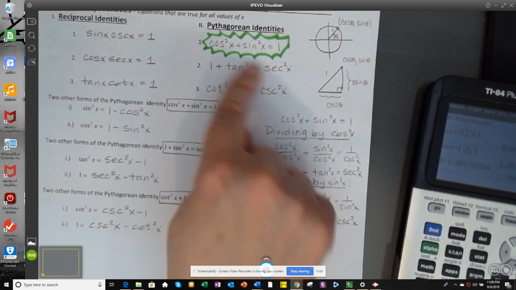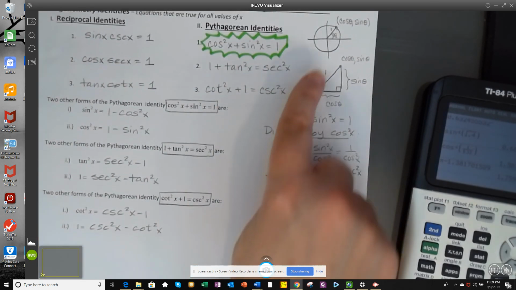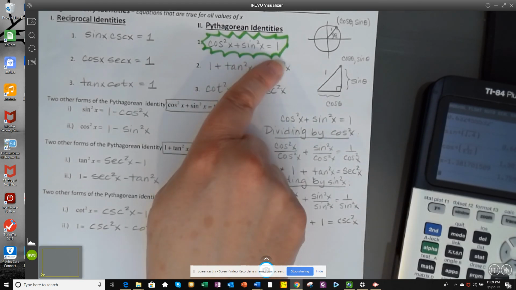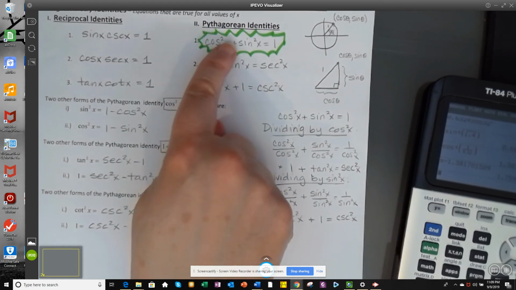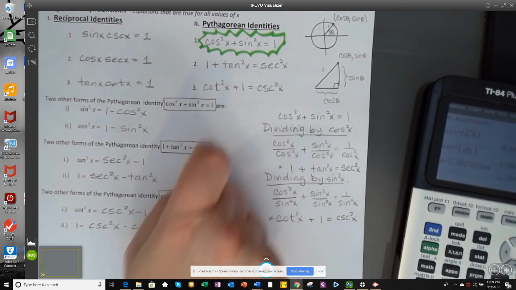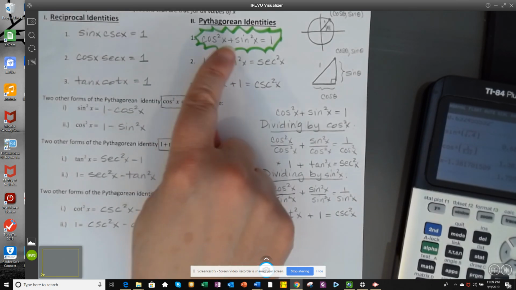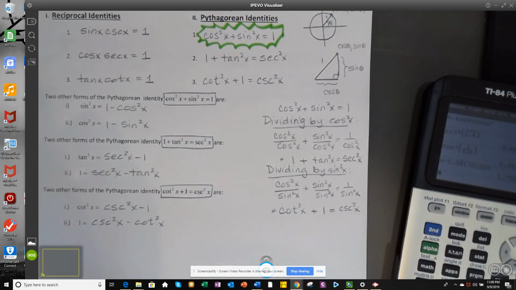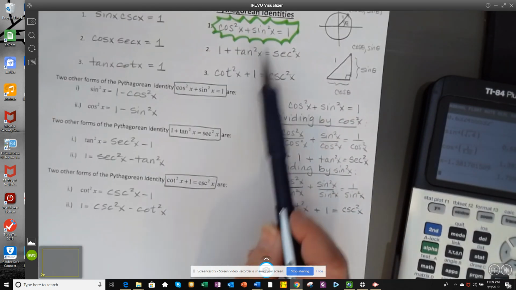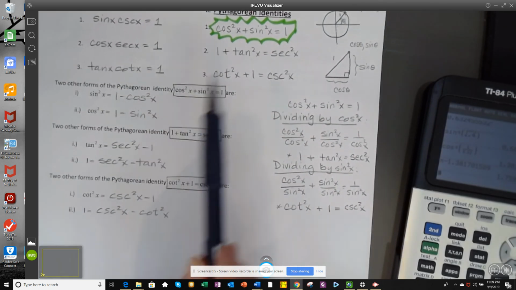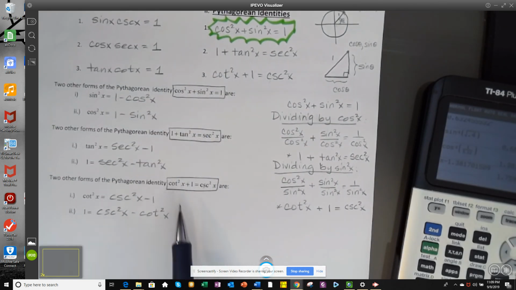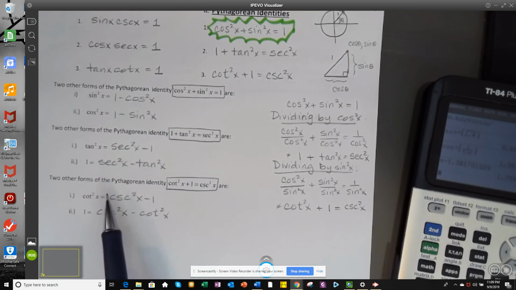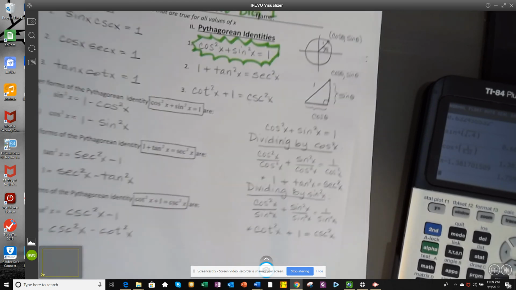Then we learned about the big one, which is what we generated from the unit circle: cosine squared plus sine squared x equals 1. And then we divided the big one by cosine squared to get the second Pythagorean identity. And then we divided the big one by sine squared to get the third Pythagorean identity. And then we manipulated each one of those Pythagorean identities to get some other interesting ones that we can use when we are going to be solving our equations.